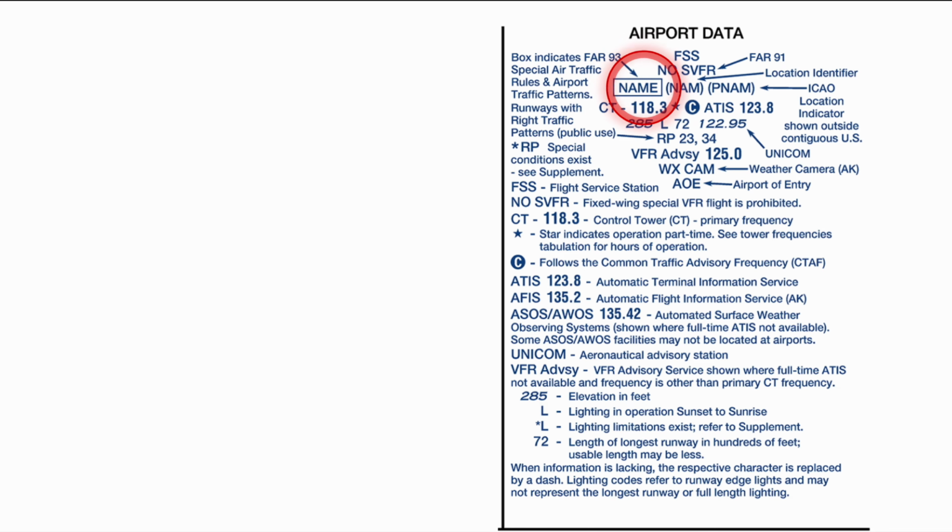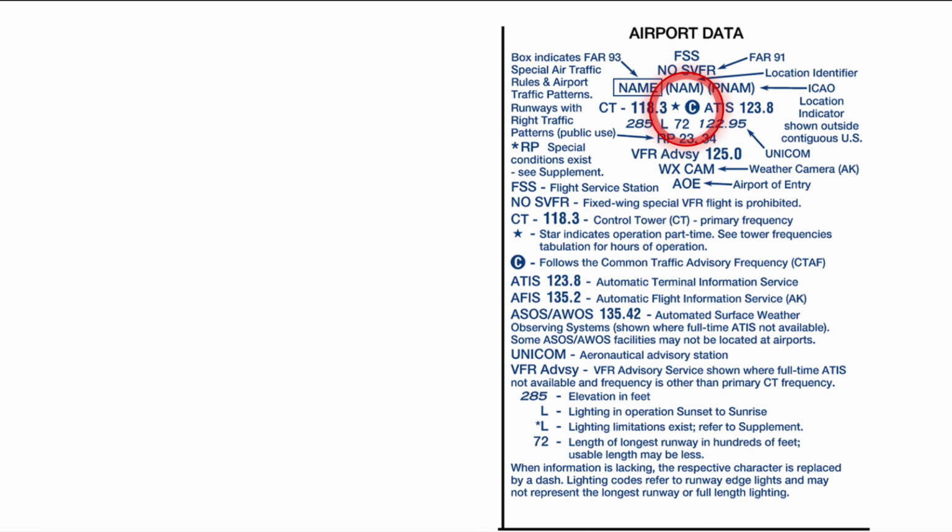So starting here, it's going to have the name of the airport at the top and the ICAO identifier. CT means control tower, followed by the control tower frequency, in this case 118.3. Then there's a star after that. What you want to look at is right here. It says star indicates operation is part-time. So you've got to see the tower frequency in the chart supplement for that one. What it basically indicates is that the tower closes eventually. It's not full-time.